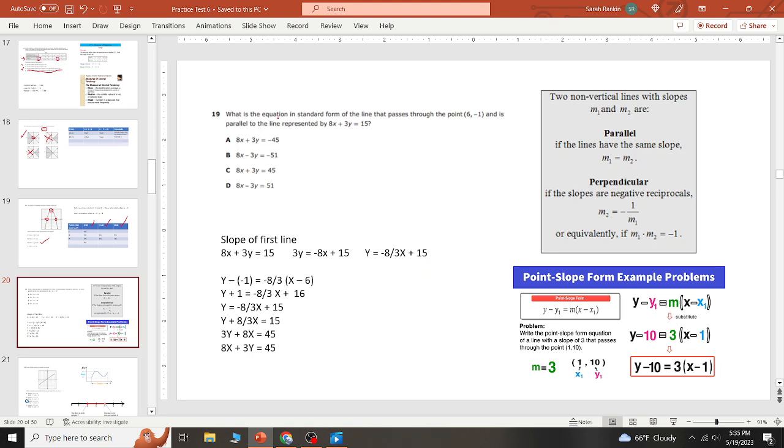Okay, what is the equation in standard form of the line that passes through the point and is parallel to this? Well, you have to remember two parallel lines have the same slope. So we figure out the slope of this line, which is what did we figure out? Negative 8/3, right? And then we put it into our point slope formula. Now the only thing that was tricky about this problem is it gives us this answer, but that's not there. They put them all back into standard form, so you have to write it back into standard form to figure out which one's right.